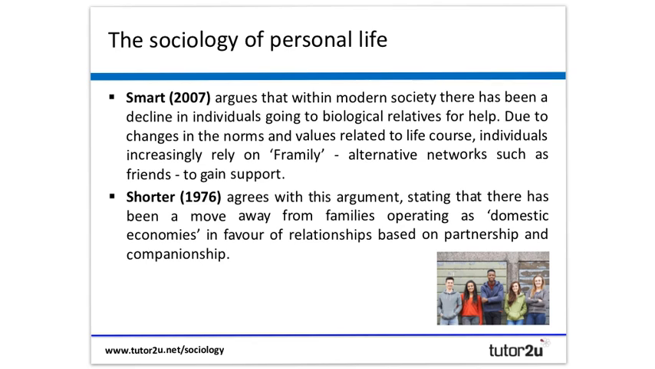Shorter agrees with this argument by stating that there has been a move away from families operating as domestic economies in favour of relationships based on partnership and companionship. This means that we no longer see the family as a unit we have to be a part of in order to survive within our society. It is something we can pick and choose and decide whether or not we want to be part of. That means we can pursue alternative networks as and when we want to.